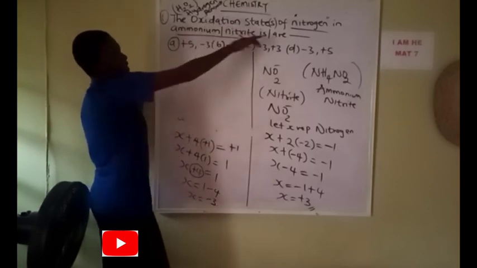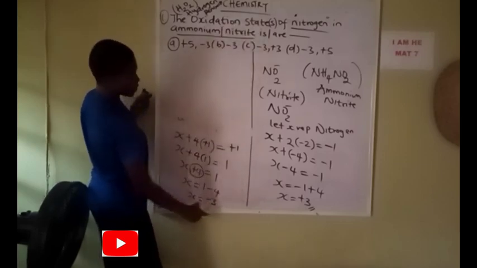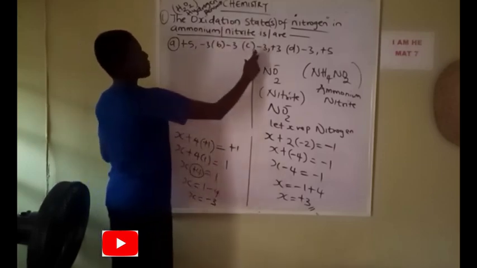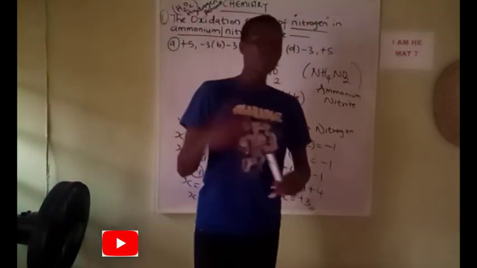So therefore, the oxidation state of nitrogen in ammonium nitrite is -3 and +3. That's -3 and +3. That's our answer. Thank you very much and bye.